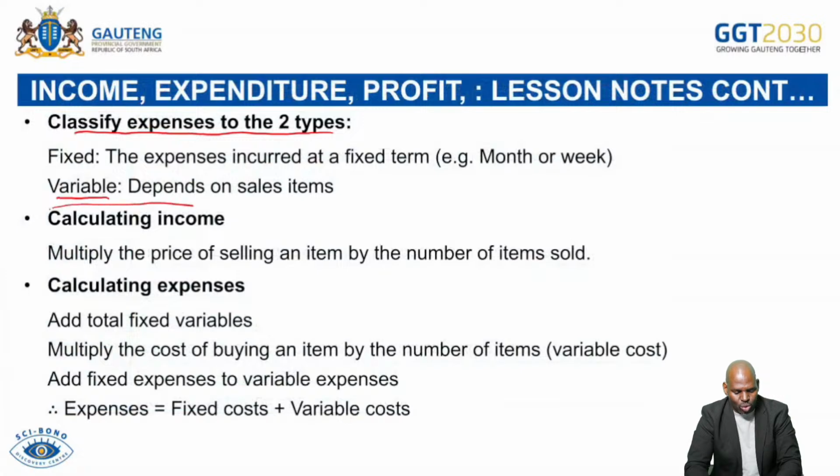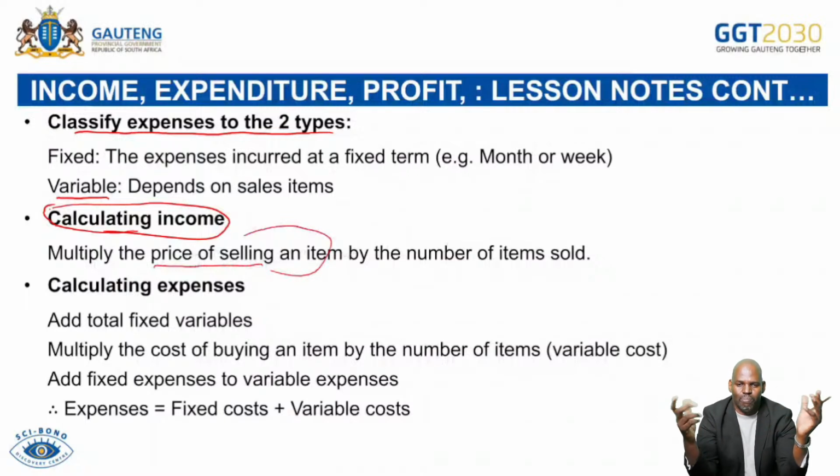Then how do we calculate an income? If you want to calculate an income, you multiply the selling price of an item by the number of items sold. Let's say, for instance, you are running a business and you are selling sweets. If you want to calculate an income, what are you going to do? You take the price of one sweet, and you multiply by the number of sweets.